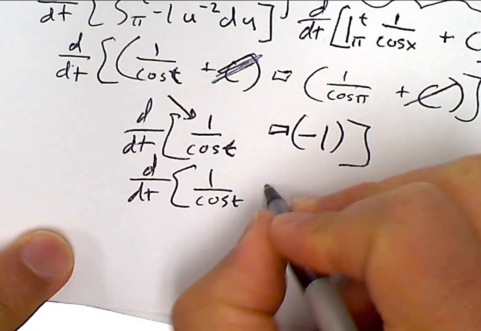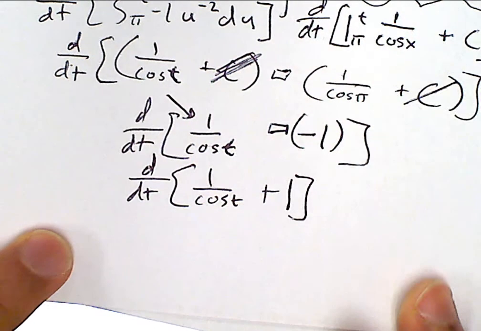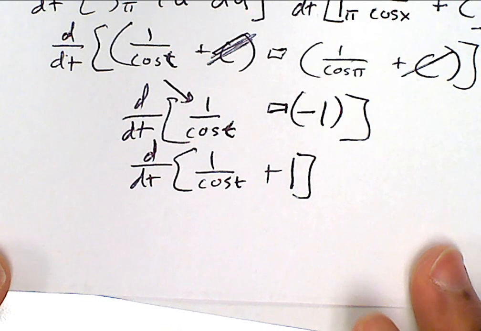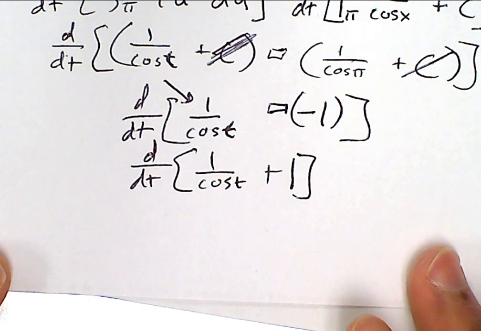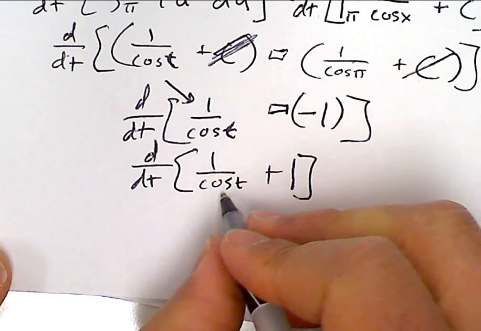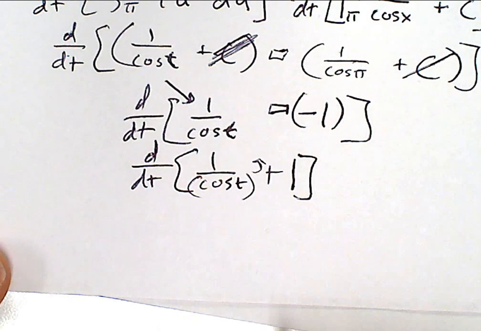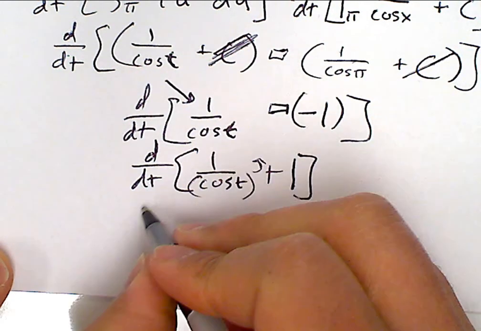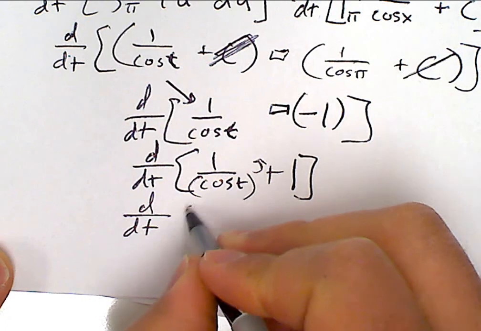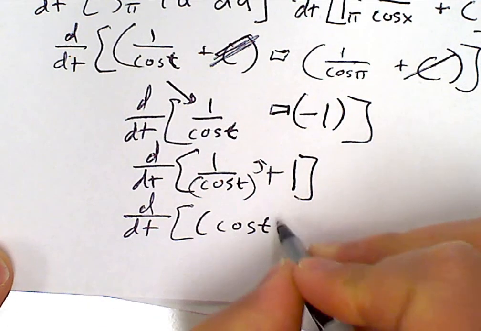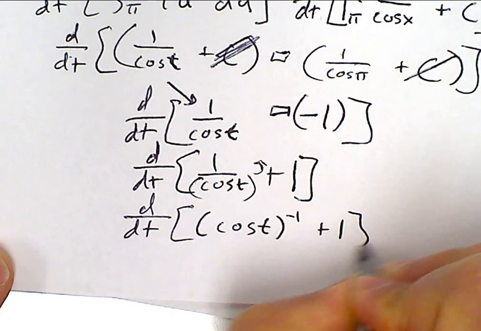All right. Now, blast from the past. I want to take the derivative of this. It's a quotient rule. Or it's not. What could I make this cosine t, if I bring it up, what could I make it equal to? Cosine t to the negative 1. Not inverse cosine. Don't go all crazy on me. Now that's a chain rule.